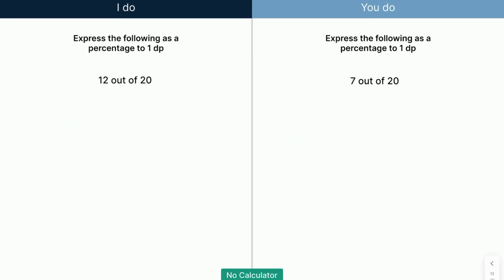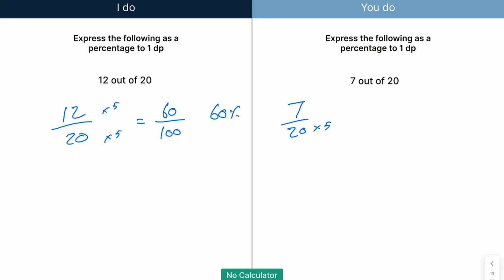So again, we need to get this to out of 100. So times the bottom by 5, times the top by 5. So that means at the bottom, we now have 100, top becomes 60. So this is 60%. And again, hopefully you've pressed pause and had a go at this. So again, if I times the bottom by 5, that gets me to 100. So I have to do the same at the top. And then as a percentage, that is just 35%.